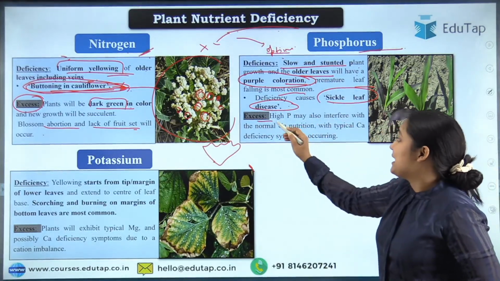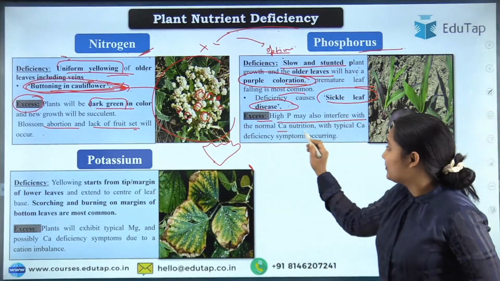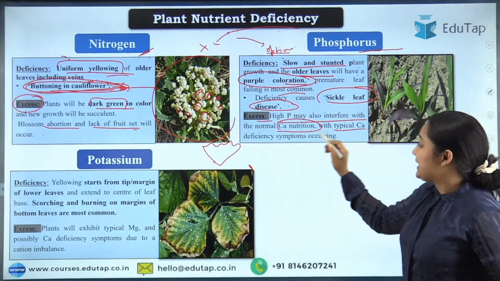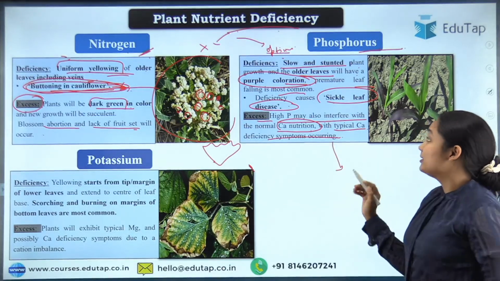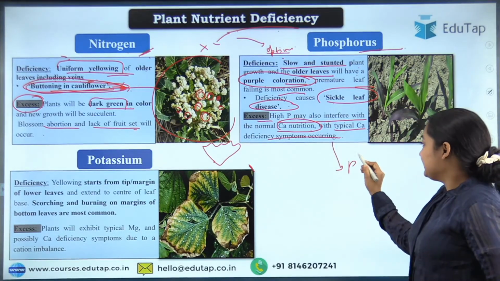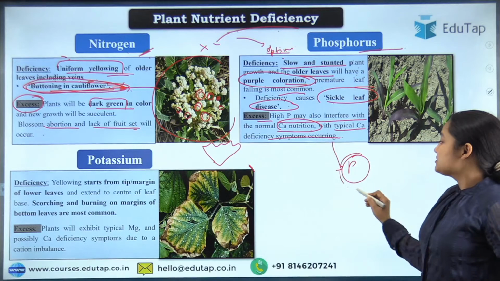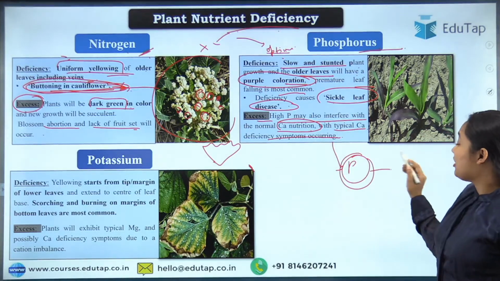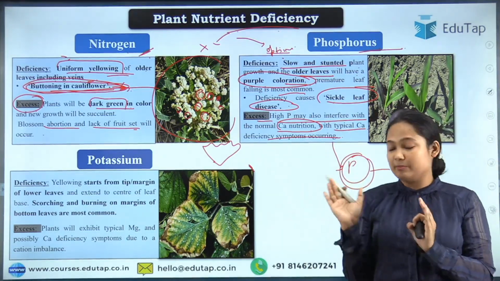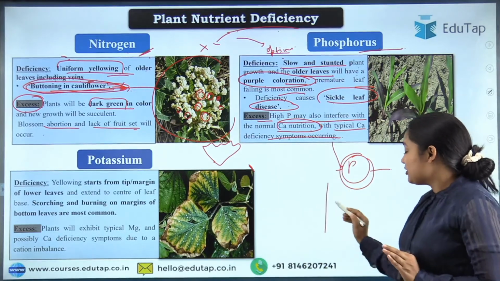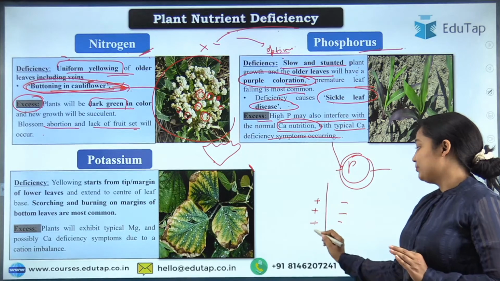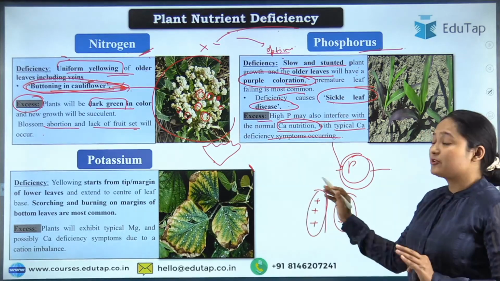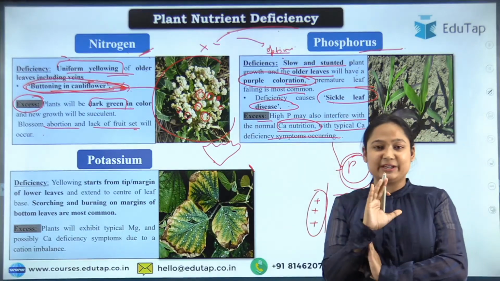Then excess, what will happen? Higher P may interfere with normal calcium nutrition. Typically, calcium deficiency symptoms will occur. So I'll explain what we are talking about here. See, your phosphorus will affect the osmoregulation of the plant. What is osmoregulation? See, your plant needs a balance of ions too. Okay, how much negative and positive should be there in the plant. I am explaining it in layman language so everybody can understand.